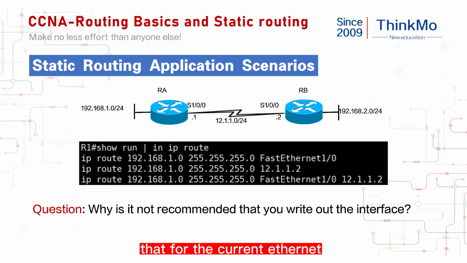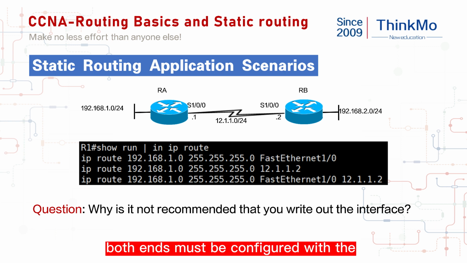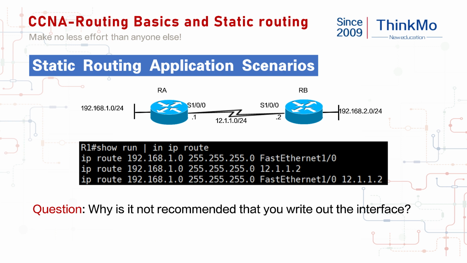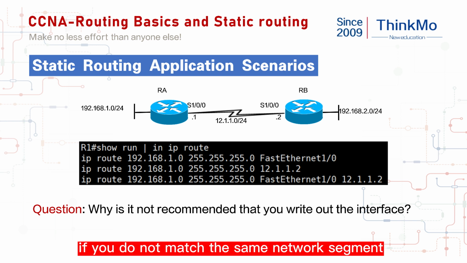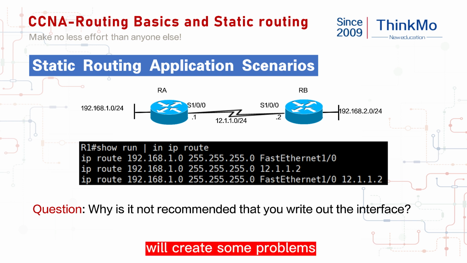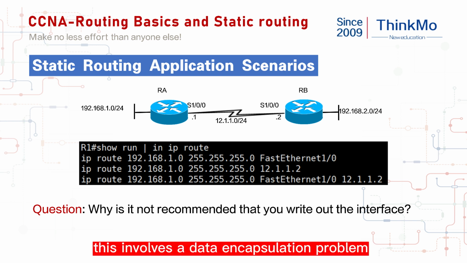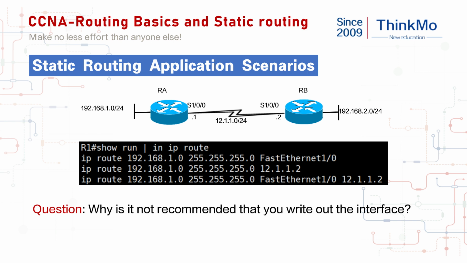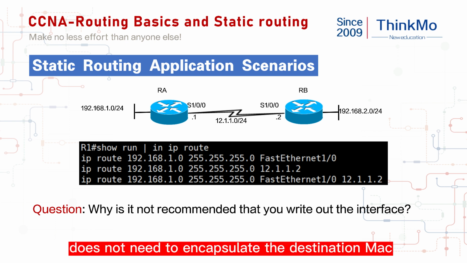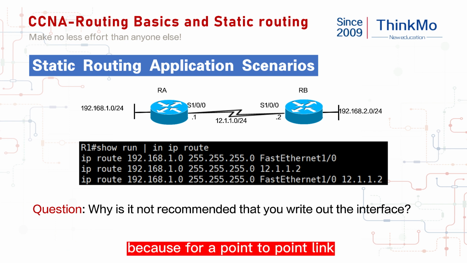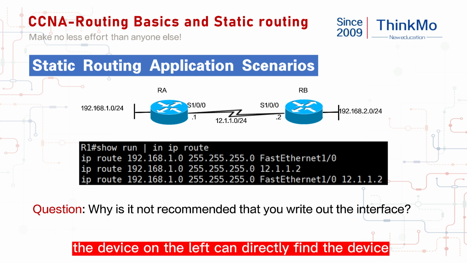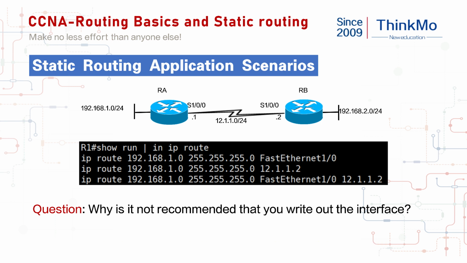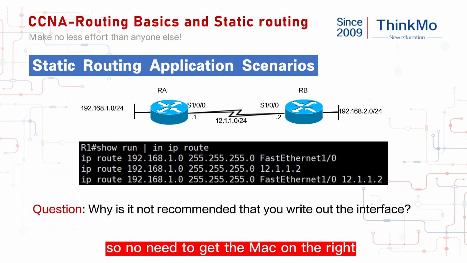But for the current Ethernet, both ends must be configured with the same network segment. If you do not match the same network segment, it will create some problems. This involves a data encapsulation problem. I'll just tell you, the device does not need to encapsulate the destination MAC, because for a point-to-point link, the device on the left can directly find the device on the right through the address. So there is no need to get the MAC on the right.